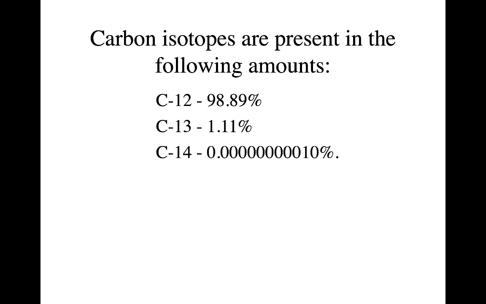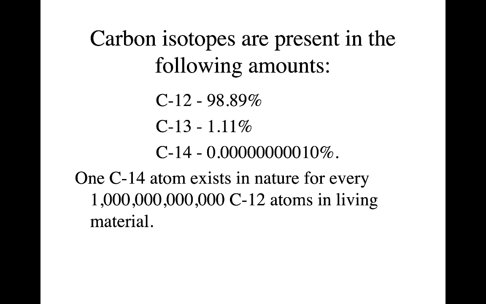It is 0.0000000001%. If we figure that out in terms of molecules, we find that for every one carbon-14 atom that exists in nature, there are 1 trillion carbon-12 atoms.